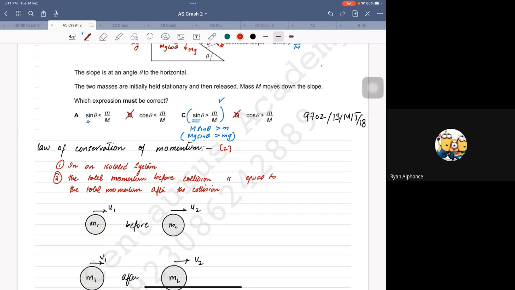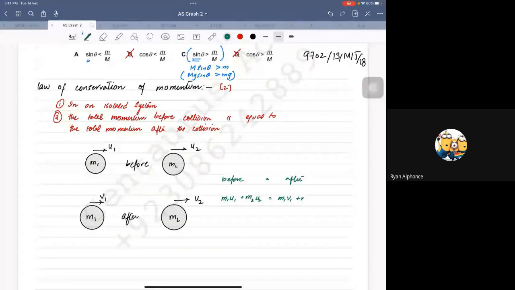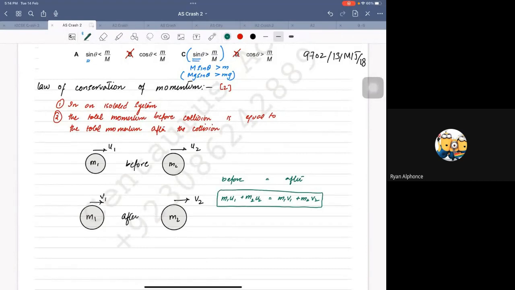Anyway, suppose you have these two bodies which have collided. The general formula for this one would be, before equals after, so we can write m1 u1 plus m2 u2 equals m1 v1 plus m2 v2. This is basically the general formula we're going to apply everywhere, and depending on the situation we're going to change it a bit.